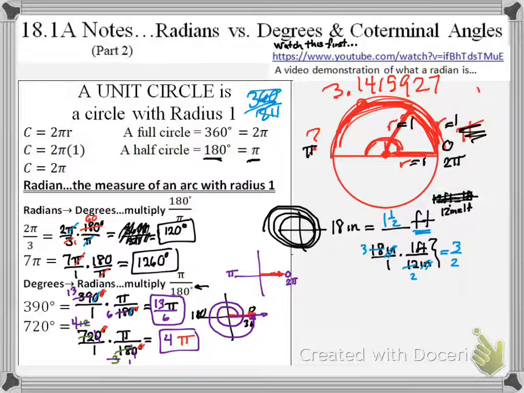Starting ray, 1 pi, 2 pi, 3 pi, all the way back to 4 pi. I should have made that a little smaller. There we can see. I think the degree to radian conversion is one of the easiest things in this assignment.